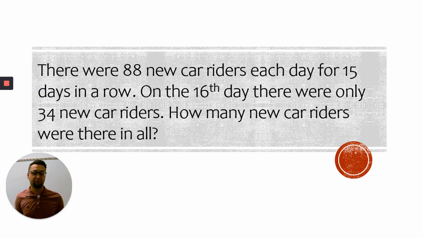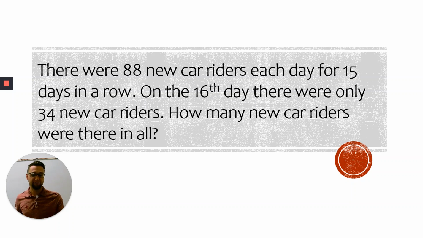If we read carefully, they're saying that's 88 new car riders for 15 days in a row. So that'd be 88, 88, 88, 88, over and again until we hit the 15th day. And then we add on 34 new car riders on the 16th day. Alright, some students I've even seen with these types of problems, they have four numbers in the problem.